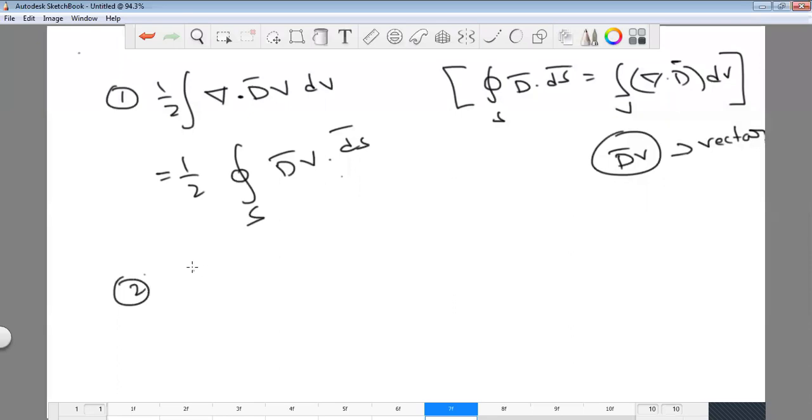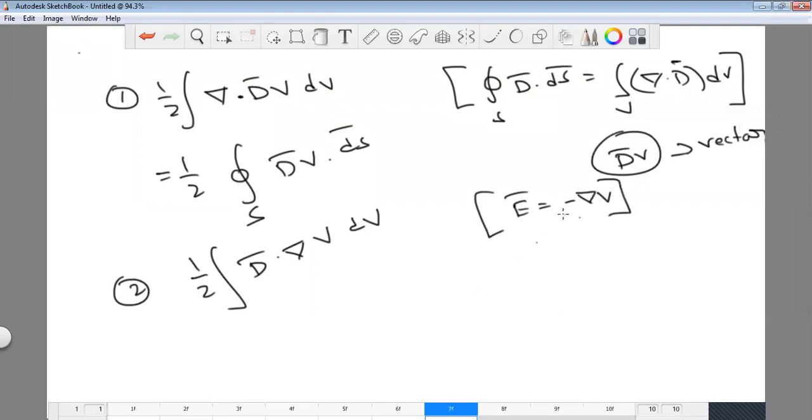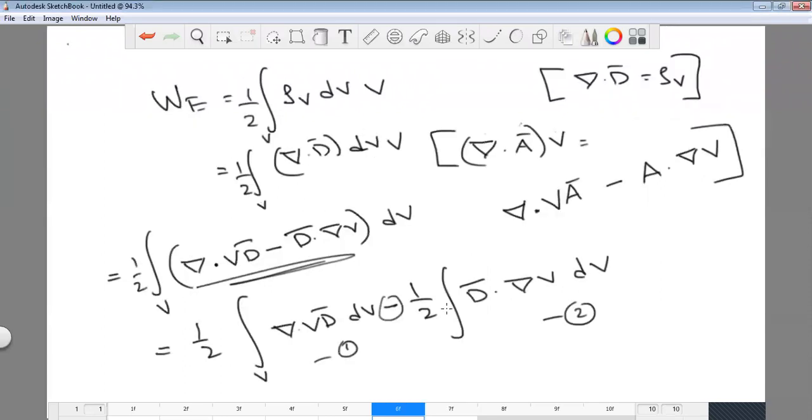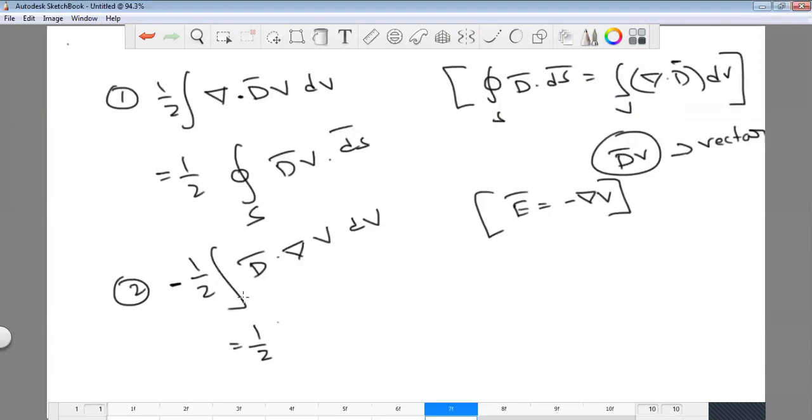And what about the second equation? 1 by 2 integral D bar dot del V dV. This is the second equation. In this equation again we are going to take E bar equal to minus del V, which is obtained from the relationship between E bar and V. So there is a minus sign for this equation, and minus dV is going to replace D bar dot E bar dV.